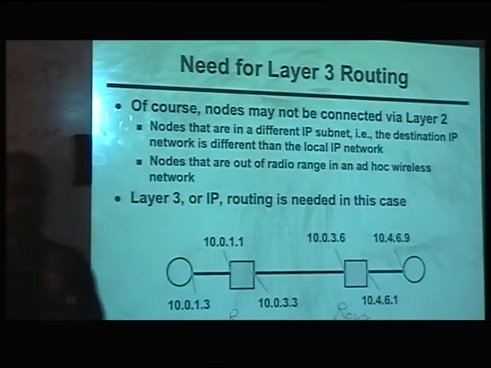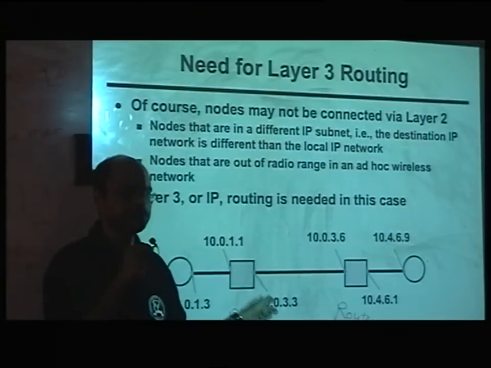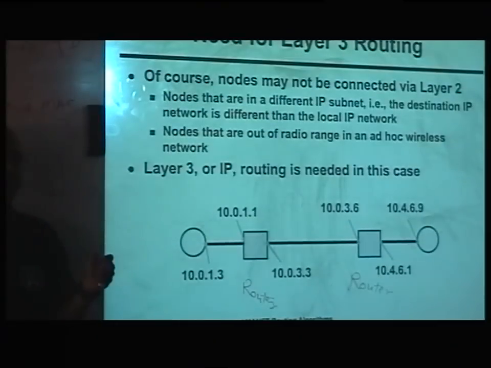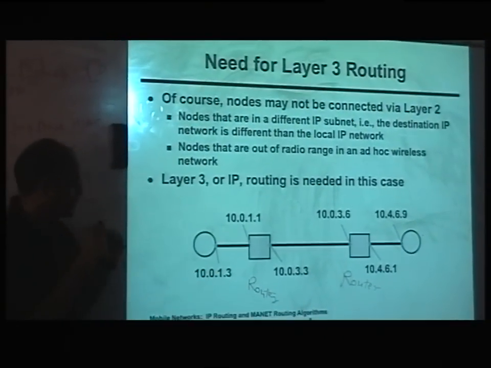If you see two interfaces with different IP addresses, not in the same subnet, it means it's a routing device. It will get a packet from one interface and send it to another. This is a node.